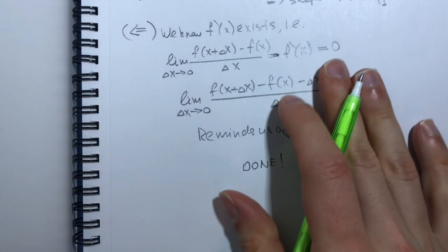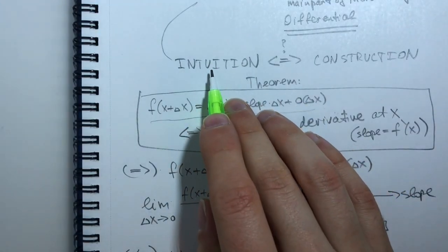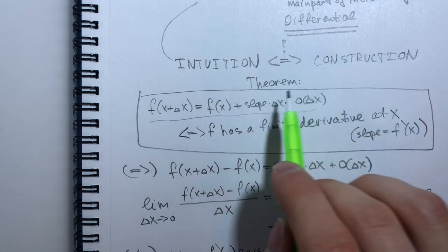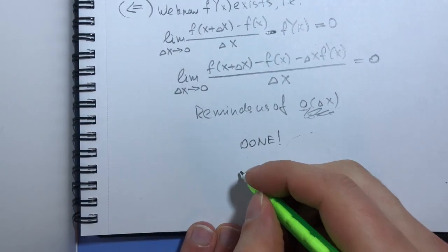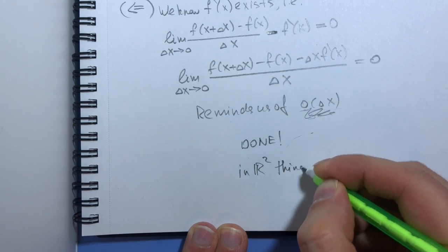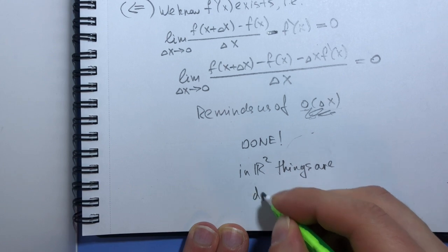We have connected our intuition for what a tangent should be. We have provided a method of constructing a tangent, and we have shown that they are actually equivalent. And what's coming is that in R2, things are different.